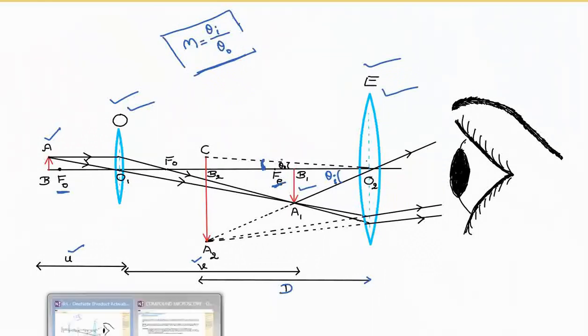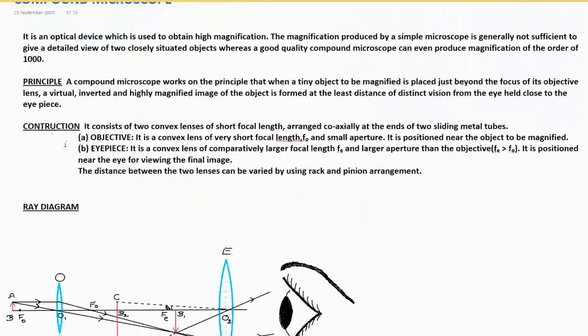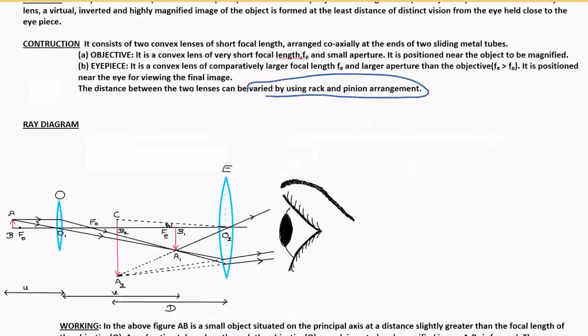So here is the construction. It consists of two convex lenses of short focal length arranged coaxially at the ends of two sliding metal tubes. One lens is called the objective, another is called the eyepiece, and the distance between the two lenses can be varied using a rack and pinion arrangement. We have to remember this one. Now this is the same ray diagram.